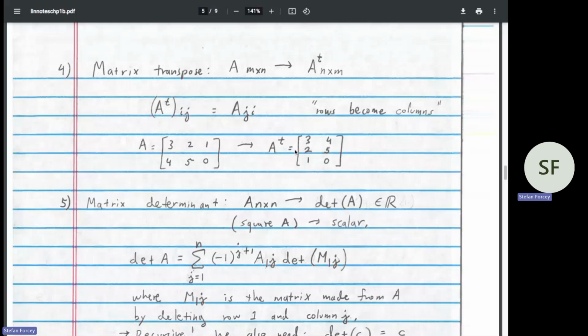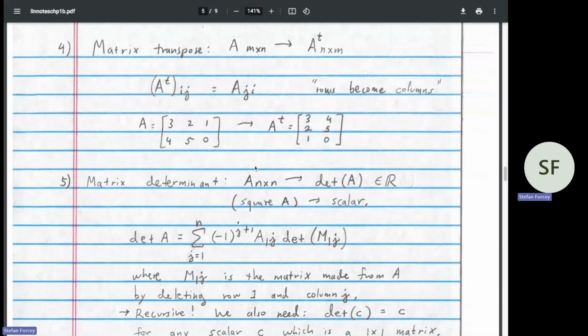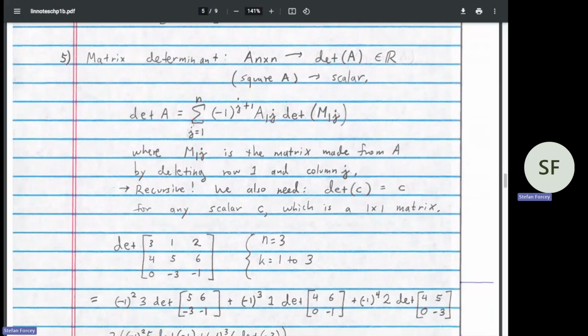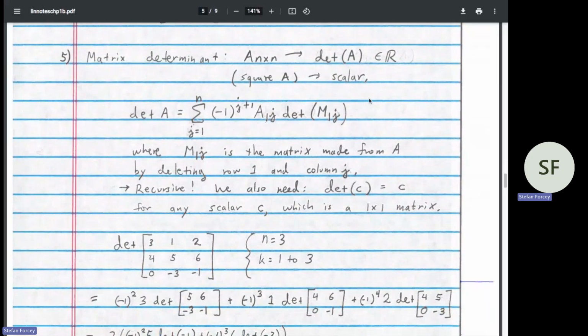The next is a big one. It's the determinant of a matrix. Now this is only defined for n by n matrices, so matrices that are square. It takes an n by n matrix and it gives a scalar. The determinant of A is an element of the real numbers.